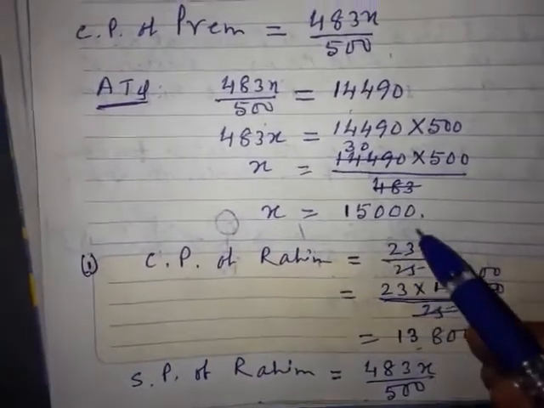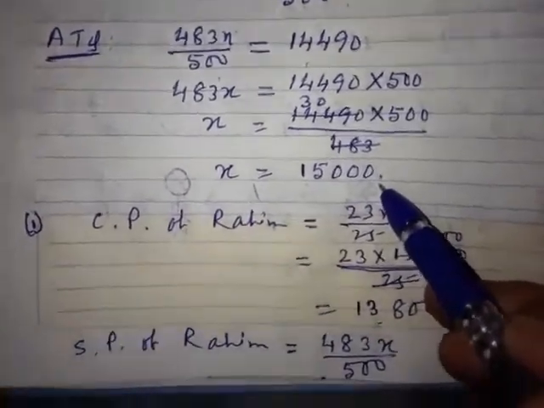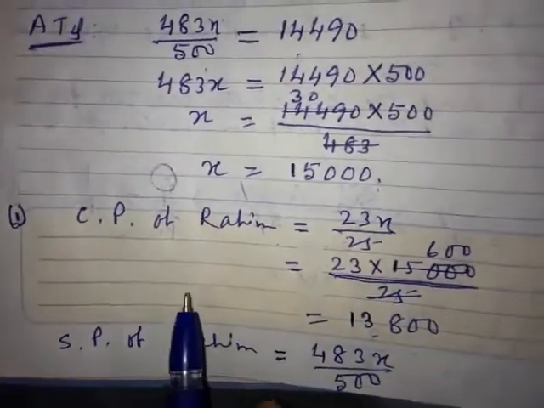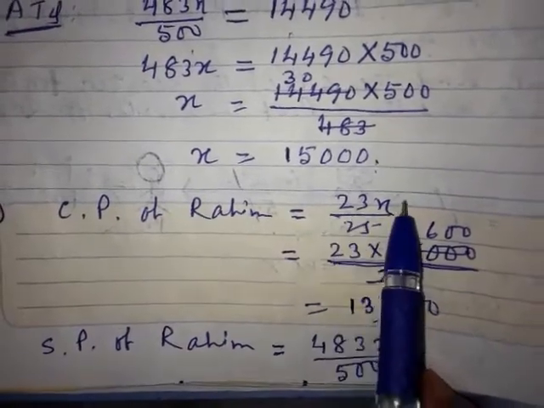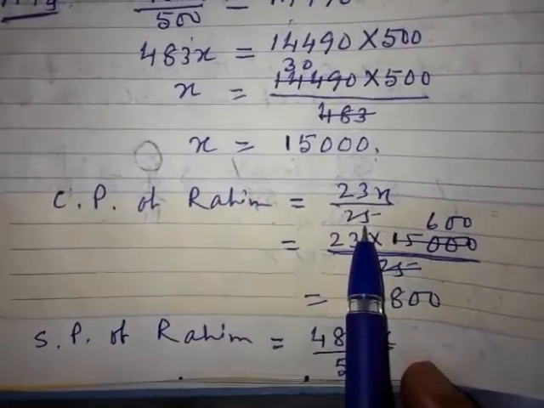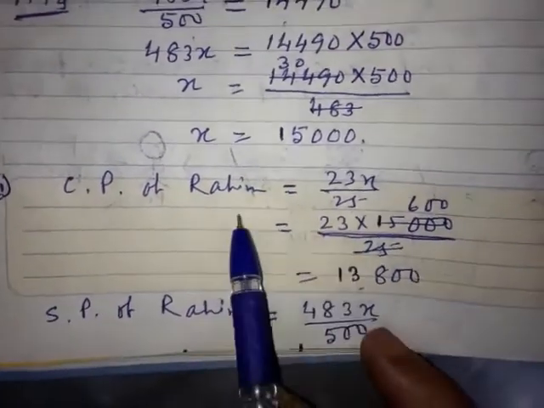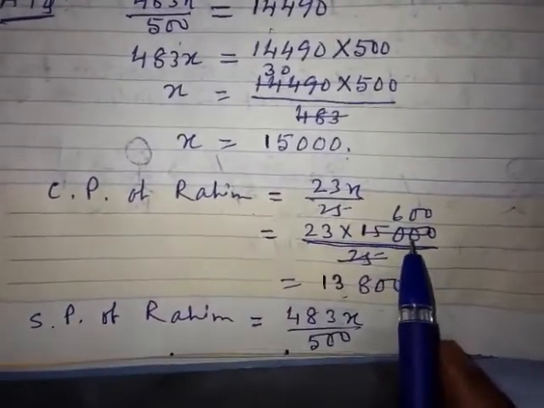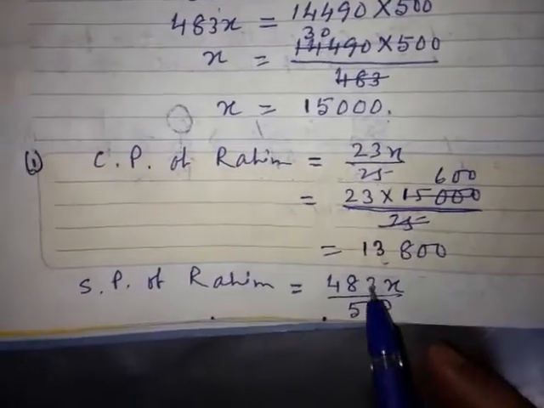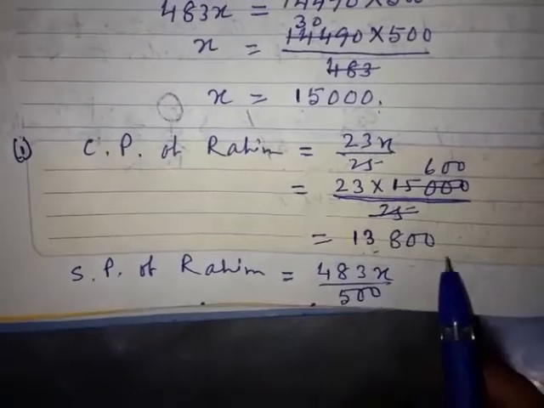You know it. So what is X? X is 15,000. Now I have to find out the CP of Rahim. The question says, what is the CP of Rahim? 23x by 25. If you go to that previous page, you will find the CP of Rahim is 23x by 25. Put the value of X in place of X. Do the calculation, and easily you will be able to find out the CP of Rahim.